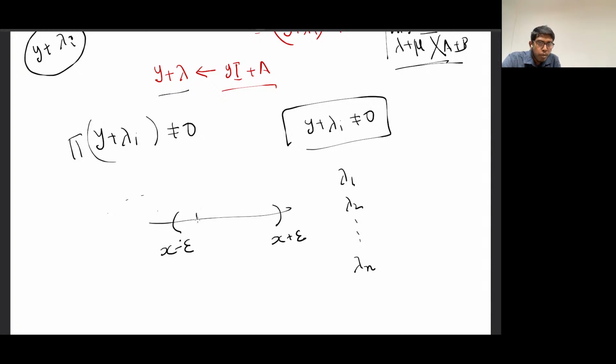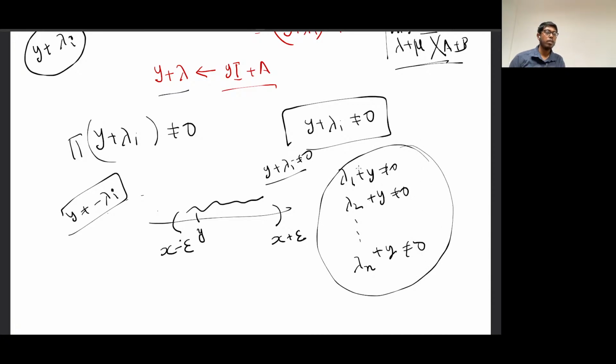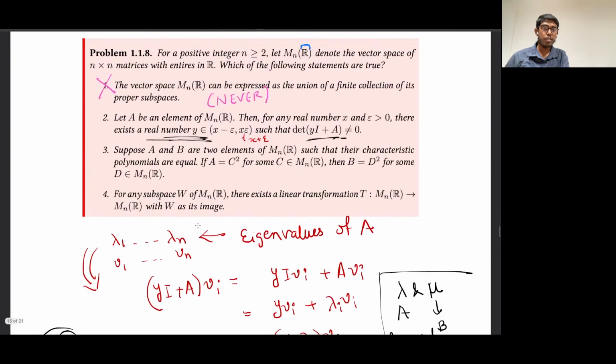But I can find one y here such that this is non-zero, because I have infinitely many y's in between. I can take any y such that y plus lambda I is not zero. I just have to discard n many values, that y is not equal to minus lambda I. Then each of them will be non-zero, and therefore the determinant of the matrix is non-zero. And hence this statement is true.